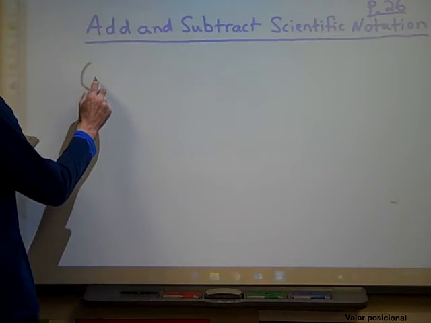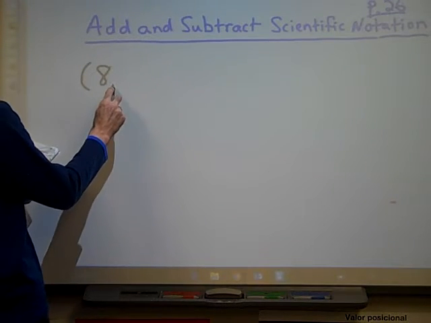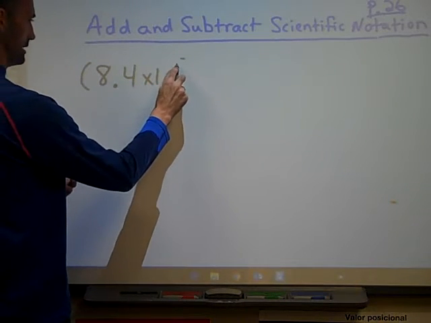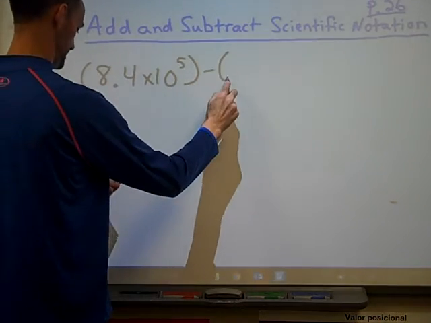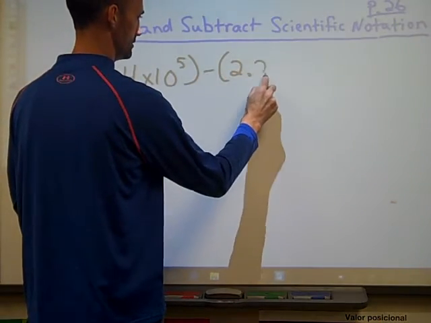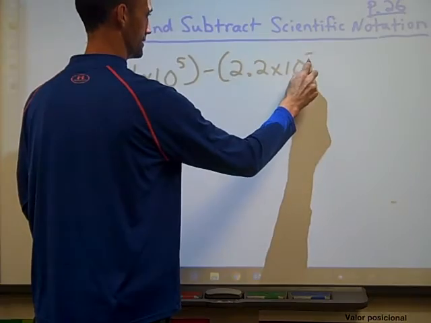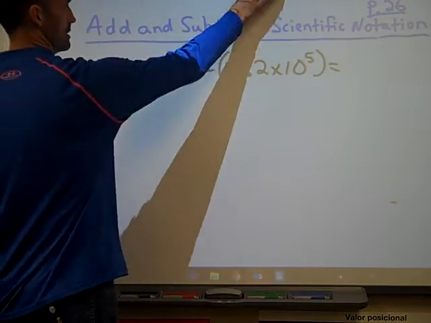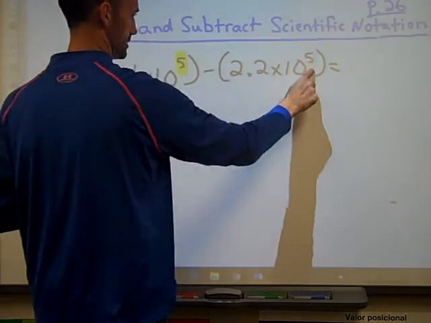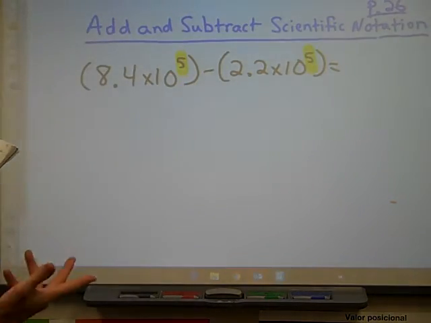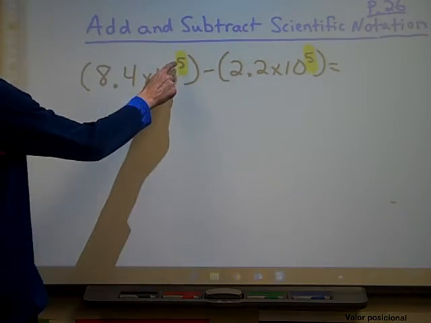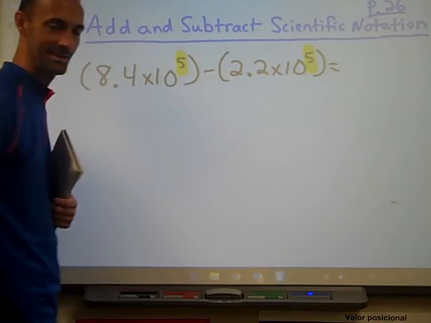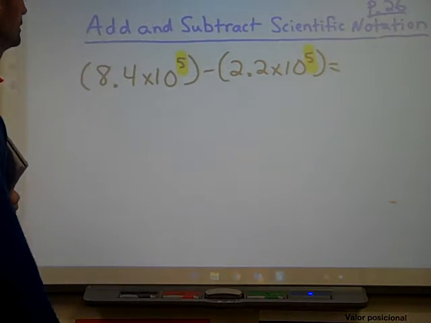We're going to try a subtraction problem. So we have 8.4 times 10 to the 5th minus 2.2 times 10 to the 5th. And again, first thing I look at are the two exponents. Are they the same? Are they the same exponent? I'd look, positive 5, positive 5. Yes, they are. That's good, because again, it's less work.